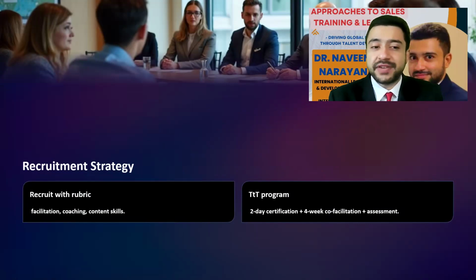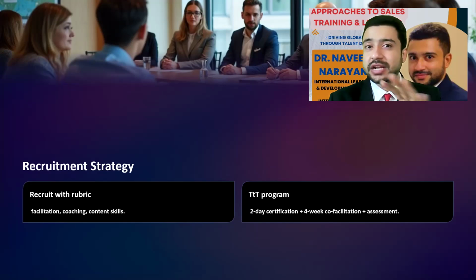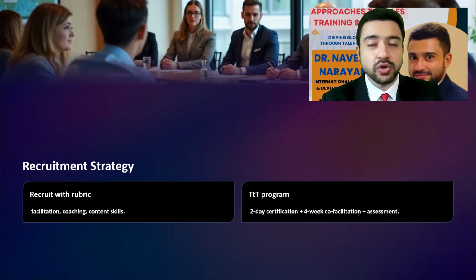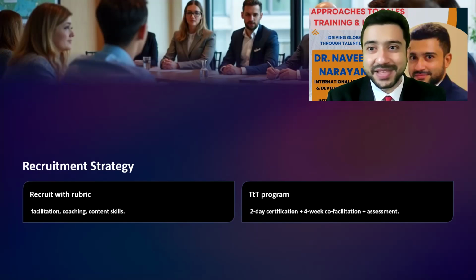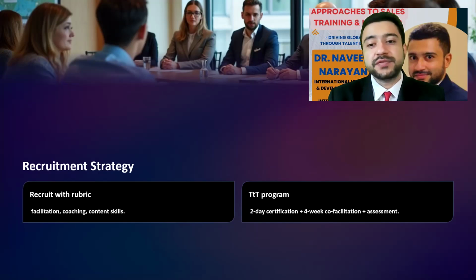Usually I follow the rubrics like facilitation, the coaching, the content skill, how much this particular trainer has. Based on that I will hire the new trainers. So if I feel satisfied, then only I'm going to hire, otherwise I'm not going to go with that trainer. As simple as that. Then trainer to trainee program, that is 2 day certification plus 4 week co-facilitation plus assessments. This is what I follow usually.